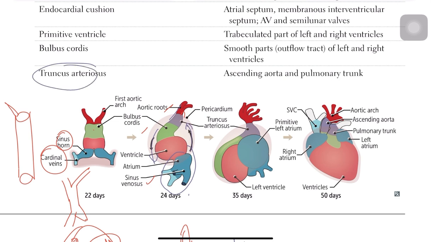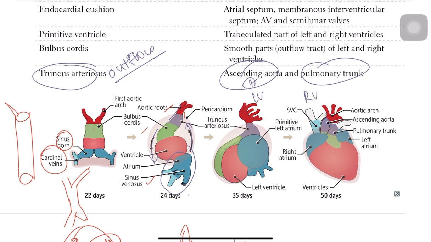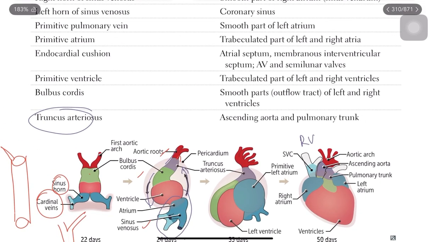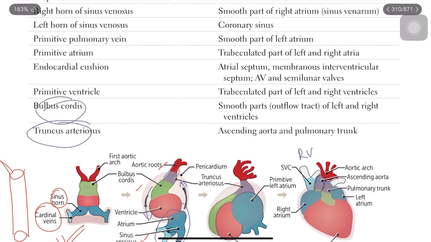See, you have the truncus arteriosus. The truncus arteriosus is nothing but the outflow tract, where the blood goes out through your aorta and your pulmonary arteries. Aorta from the left ventricle, whereas pulmonary from the right ventricle. So these two form the outflow tract, and this outflow tract is from the truncus arteriosus. Now let's go through some caudal structure, that is the bulbous cordis.